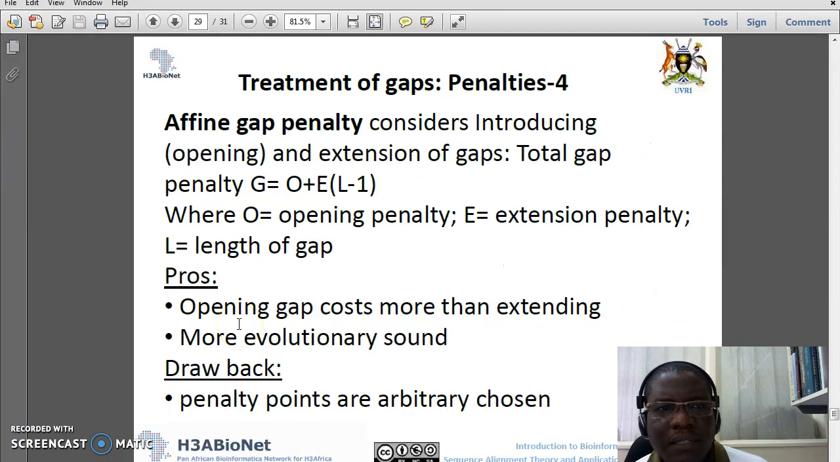A third gap penalty, called the affine gap penalty, factors the opening and the extension of the gap separately into the total gap cost. So the total gap cost includes the opening and the extension, and they're all factored into this. This has advantages and disadvantages. It's good because opening of a gap is costed more than extending it. So you get that flexibility because that's more evolutionarily sound. The drawback is that penalty points are arbitrarily chosen.